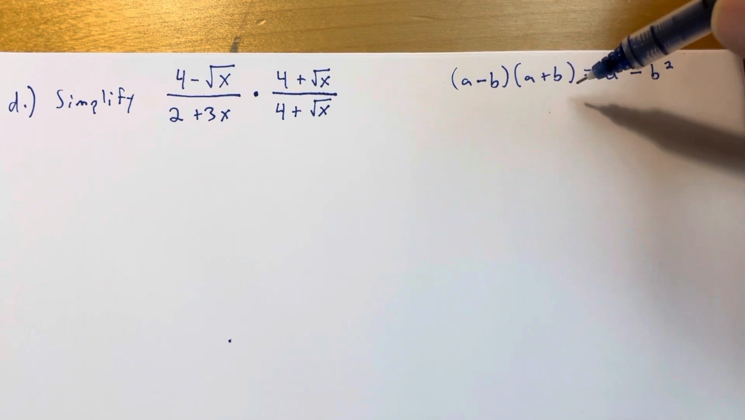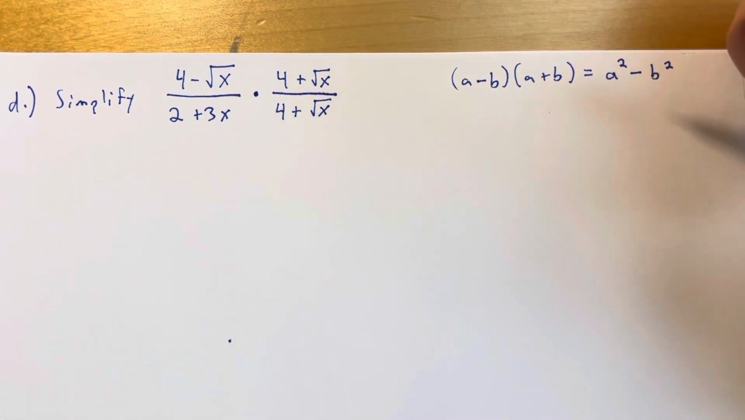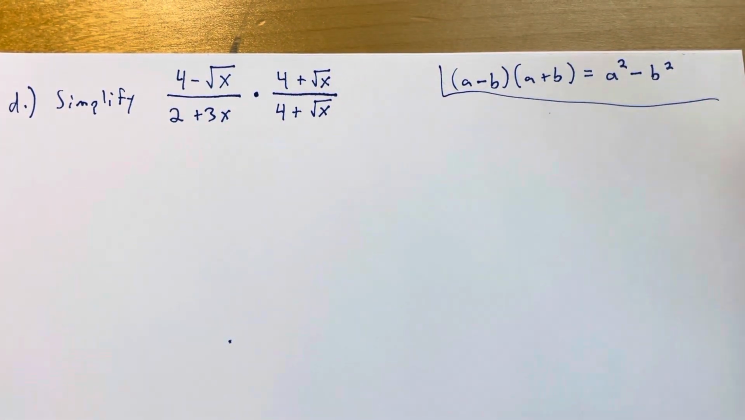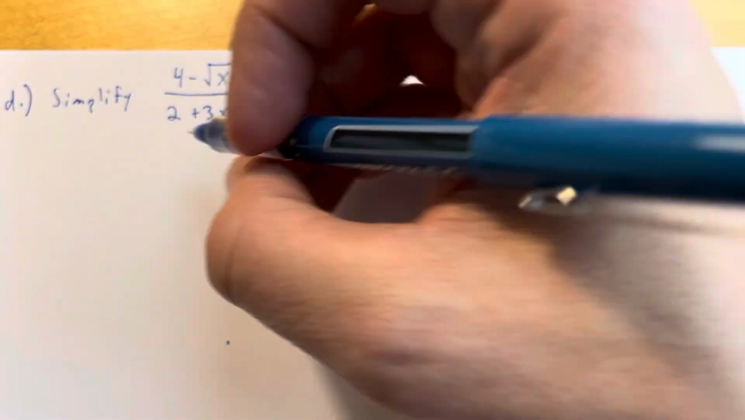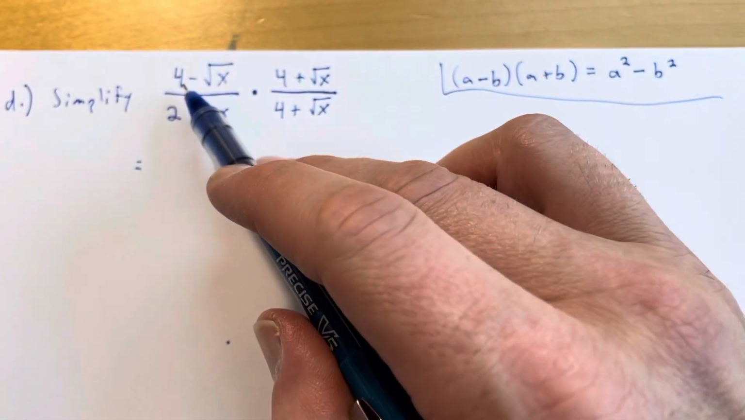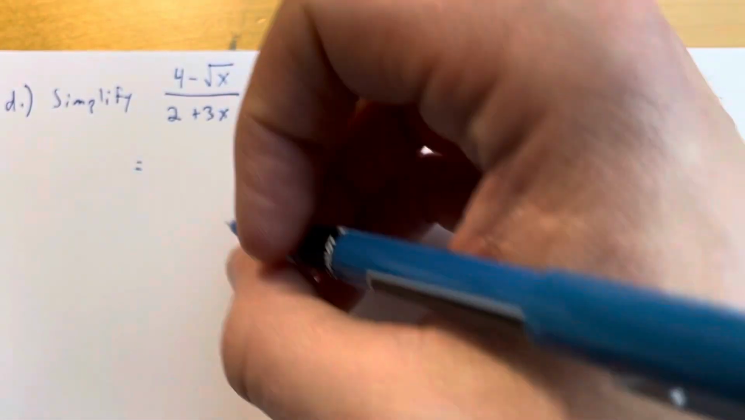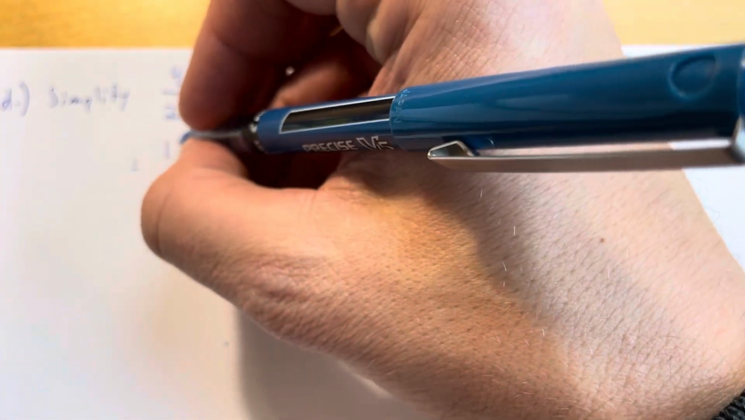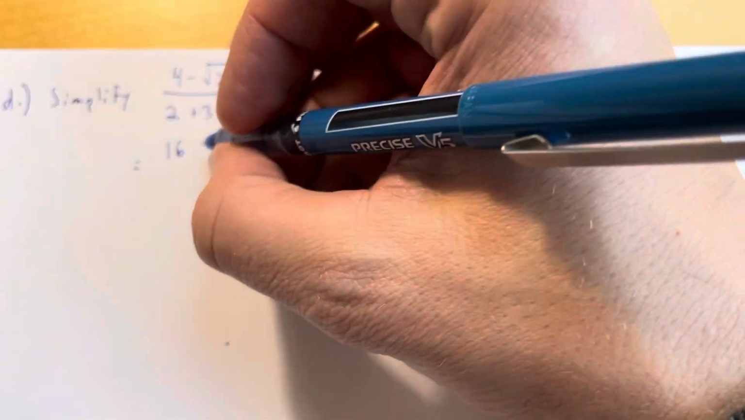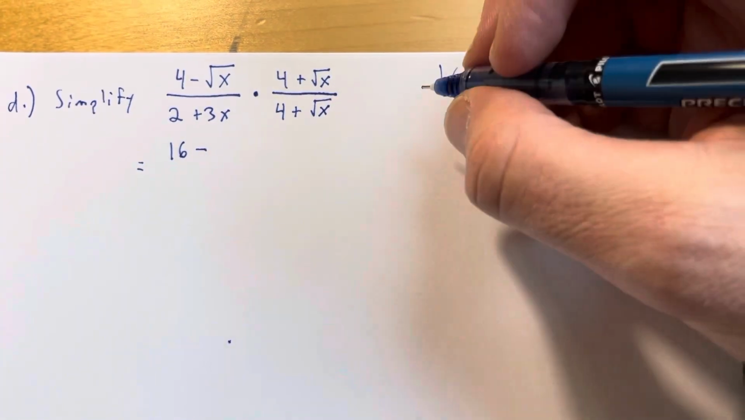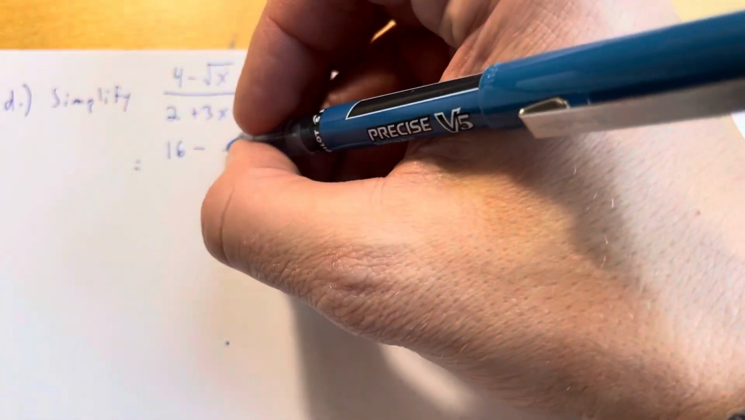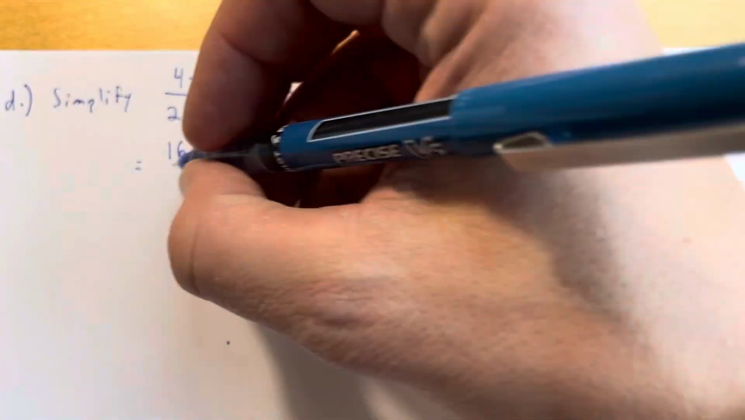So I know from this technique over here, I'll box this off because this is on the side, this is going to multiply out to the first thing squared minus the second thing squared. 4 squared is 16, minus the second thing squared. The square root of x squared is just x, right?